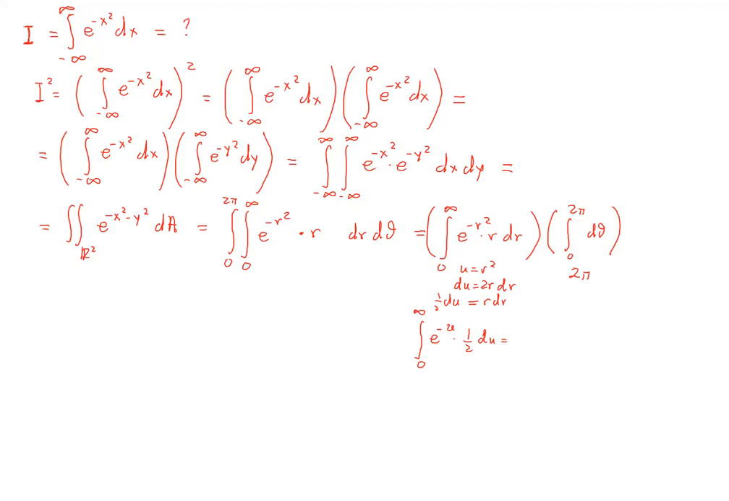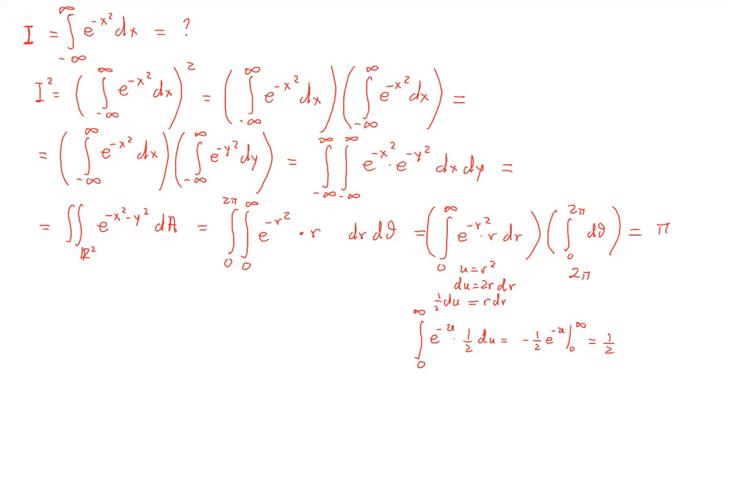You can really integrate this. I don't even have to write it as a limit if we just interpret e to the negative infinity as 0. So this would be negative 1/2 e to the negative u. That would be the antiderivative from 0 to infinity. Again, when I say infinity, it has to be interpreted as the limit of e to the negative b as b tends to infinity, which is 0. And basically, this would be equal to 1/2. So if you multiply the two together, you get 1/2 times 2 pi, and this is simply pi.